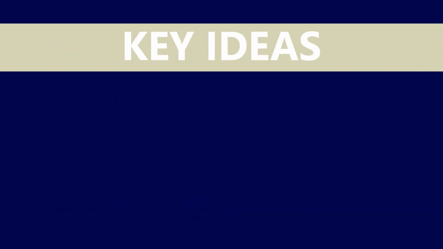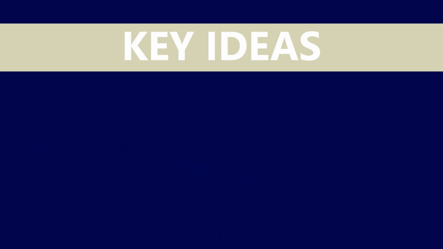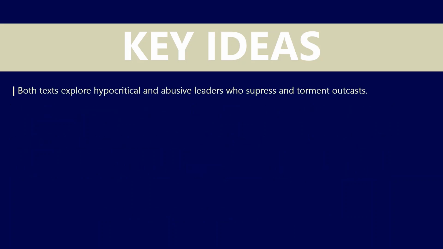So let's have a think about some key ideas once again for this theme. What messages do the texts teach us about outsiders and those who are ostracised by their respective communities? Have a think about writing down some statements which explore these different ideas. And again, that phrase which I always like to start with, that both texts examine, explore, or depict what about outsiders. Here are some examples you might want to have a look at.